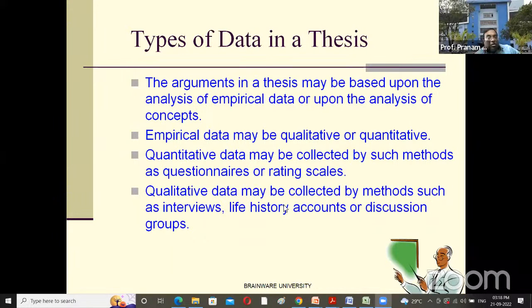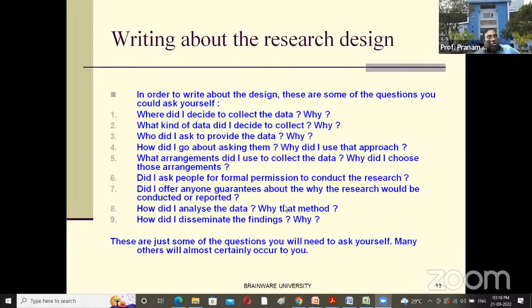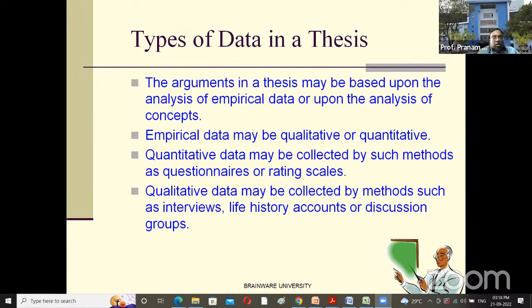Types of data in a thesis. I have talked about sample. I have talked about research design. Then I have come to type of data. The arguments in a thesis may be based upon the analysis of empirical data or upon the analysis of concepts. Empirical data may be qualitative or quantitative. Quantitative data may be collected by methods already explained, like questionnaires, rating scales, interview schedules, etc. The qualitative data may be collected by in-depth interview, by ethnographic study, life history accounts, or discussion group.